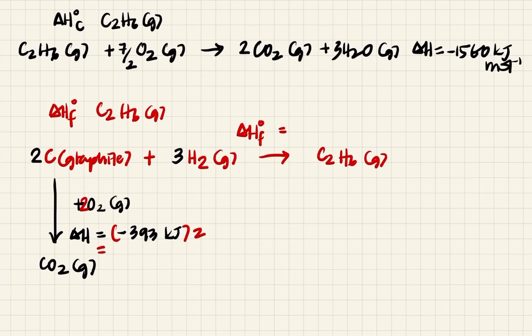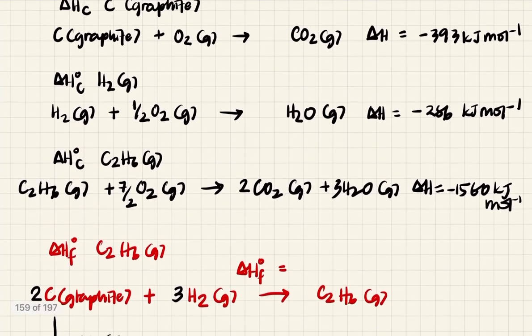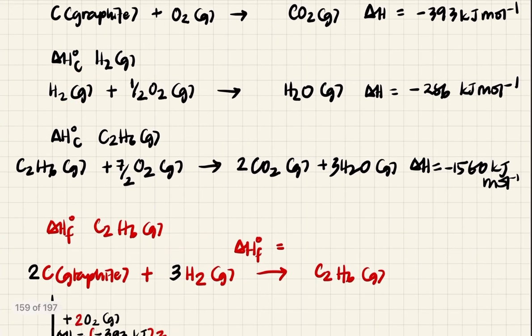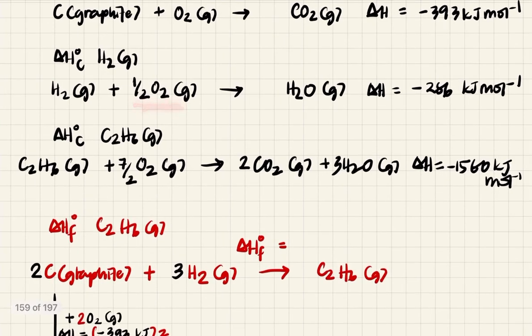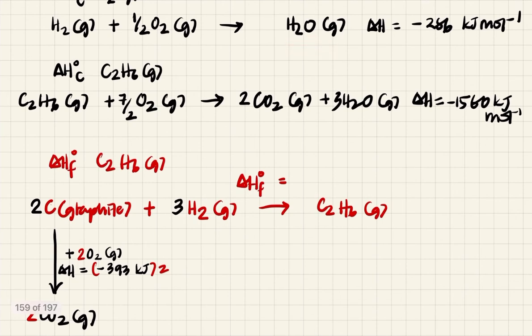So I will get the value. Here you will get carbon dioxide gas, 2 moles. Alright, next you're going to form water. Here we have hydrogen gas. It means you're going to react it with half of an oxygen gas molecule to get 1 mole of water.